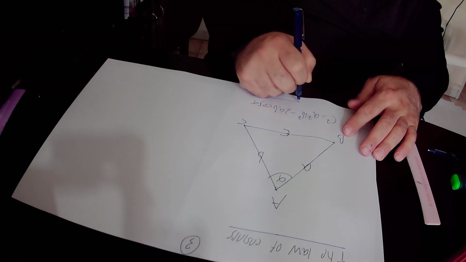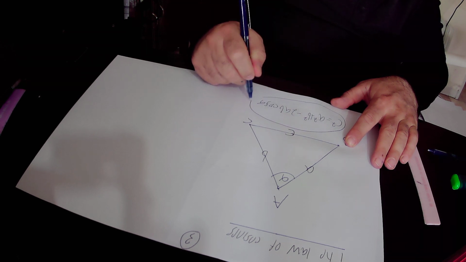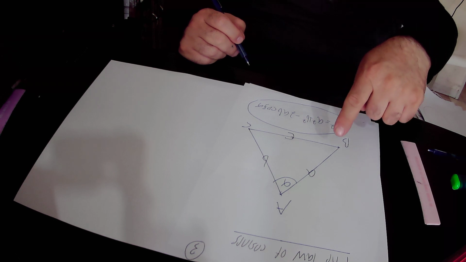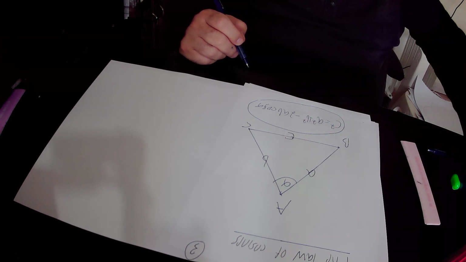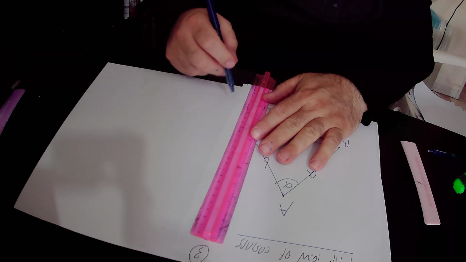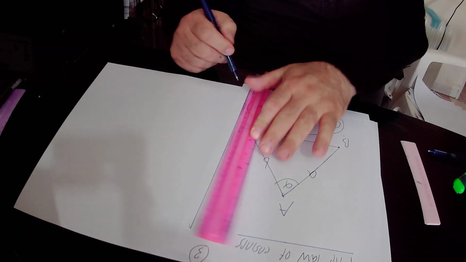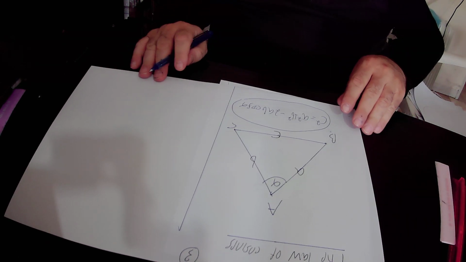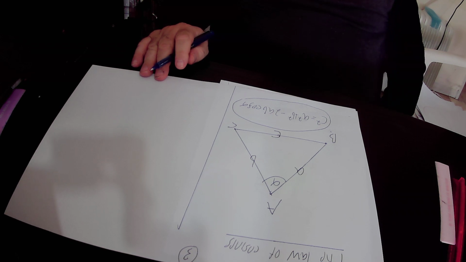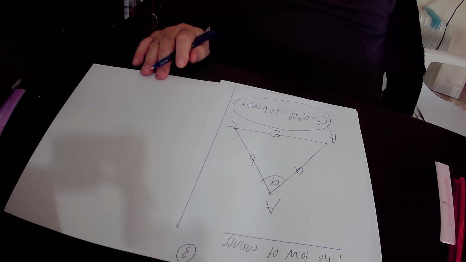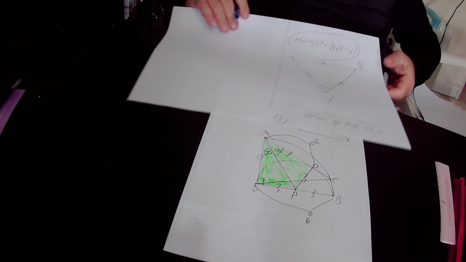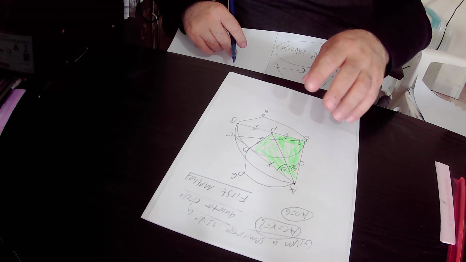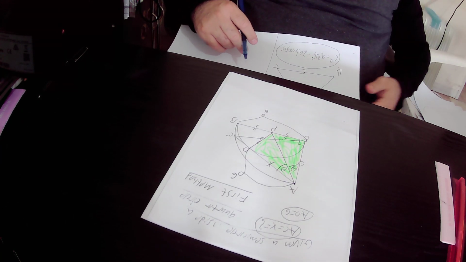Again, according to the law of cosines, in triangle ABC, C squared equals A squared plus B squared minus 2 times AB times cosine alpha. Now we will implement the law of cosines in triangle AOC. So I'll copy triangle AOC in this new page and we will implement the law of cosines in this triangle AOC.